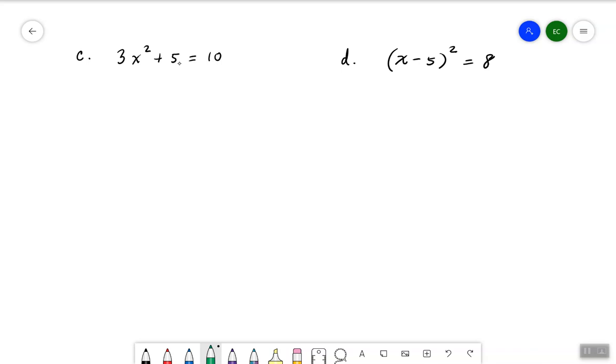We have 3x squared plus 5 equals 10. If that equation looks familiar, I wrote it on the first video in this section, but I didn't actually solve it. So let's solve it now with the square root property. So remember, we wanted to isolate the x squared on one side, and so we can subtract 5 from both sides, and we'll have 3x squared is equal to 5, and then we can divide by 3 on both sides, and x squared is equal to 5/3.